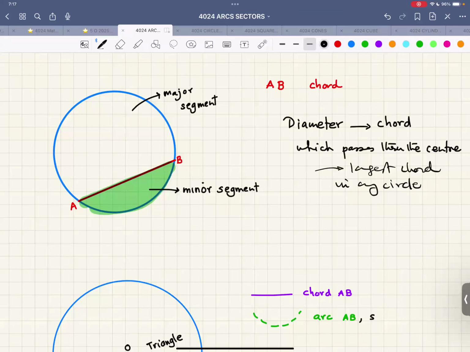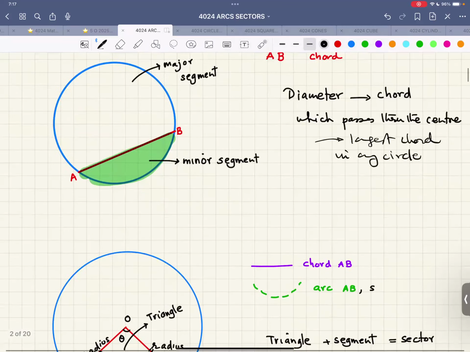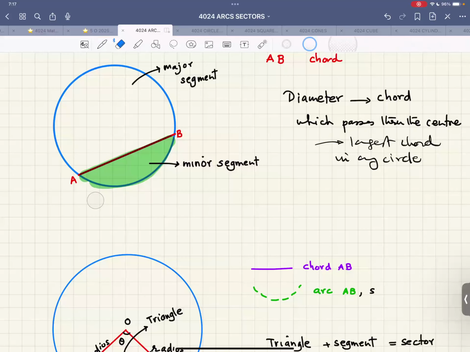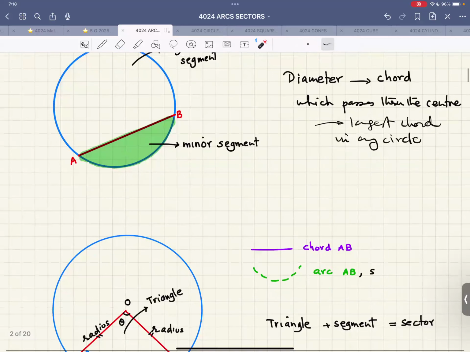So right now we are talking about a chord such as this, AB, and it divides the circle into 2 halves. Let me just grab my eraser and remove these things so that it appears a little bit neater. Okay, so now it divides the circle into 2 parts. The small is called minor, the big is called major, and this is like a segment. Part of the circle, this is minor segment, that's major segment.